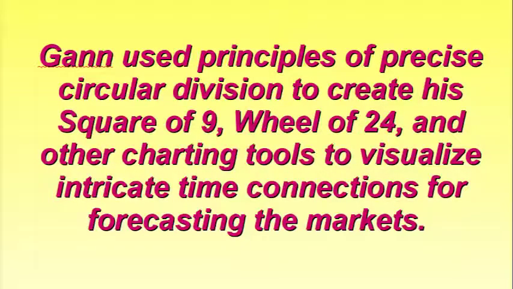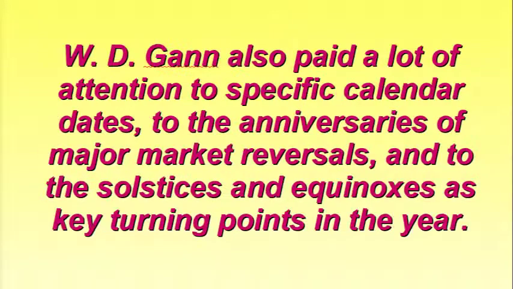So W.D. Gann used principles of precise circular division to create tools just like the square of 9 that we just took a look at, as well as his wheel of 24, other charting tools. We have the universal clock today as a derivation of that. There are lots of tools that he used to indicate and visualize these intricate connections of time as a powerful tool for forecasting the markets.